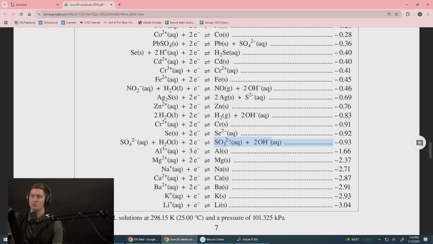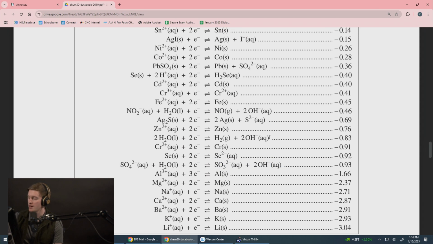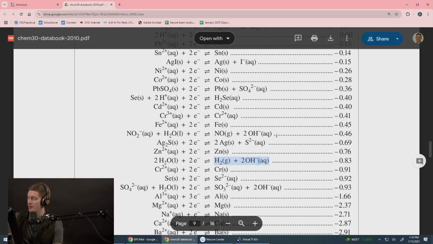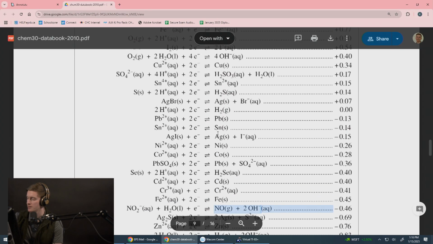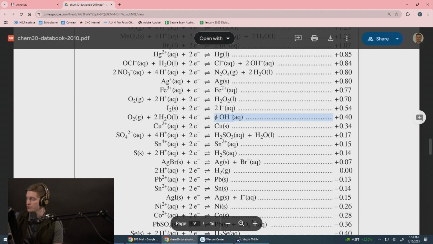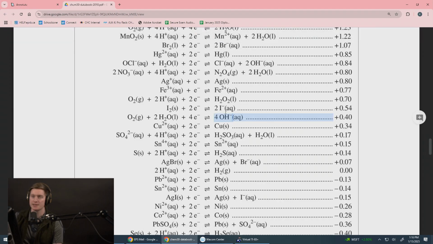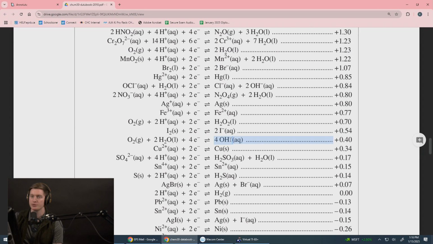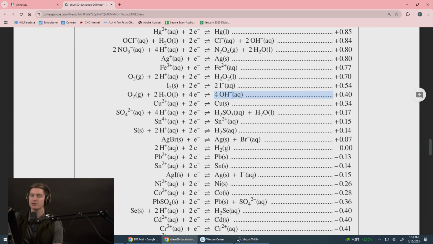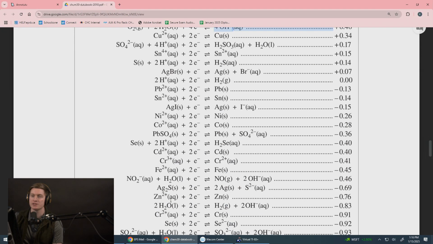This is not present. We don't have sulfite and hydroxide. We don't have hydrogen gas and hydroxide. We don't have nitrogen monoxide and hydroxide. We do just have hydroxide by itself. This would be our reducing agent. And if we're comparing the two, here's our reducing agent, and here is our oxidizing agent.